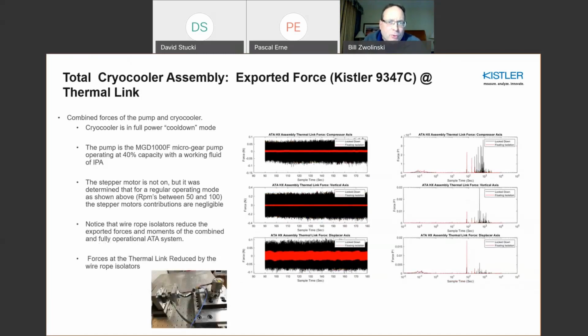Also, for the exported force at the force sensor, this is at the end of the thermal link. At this point, in the lower picture, you see that you get the same type of reduction with the wire rope isolators. We saw a very profound reduction in disturbance for all cases. So that was quite encouraging.